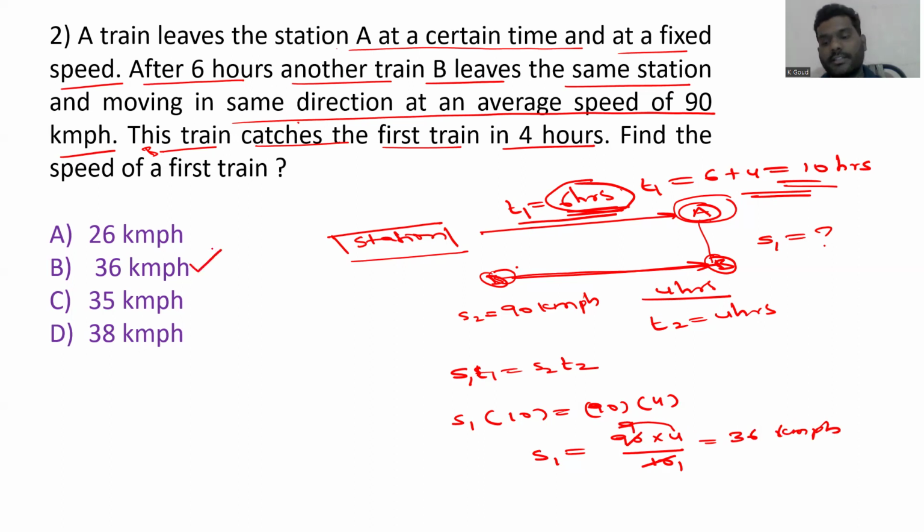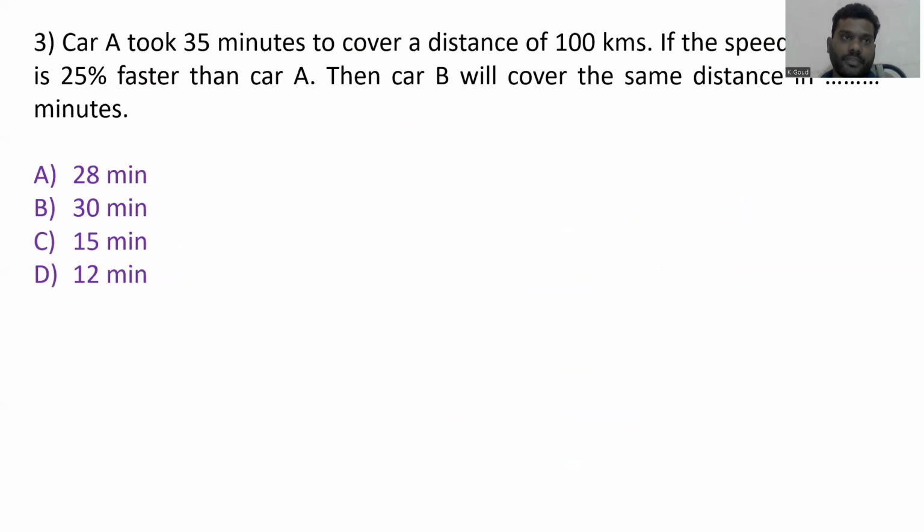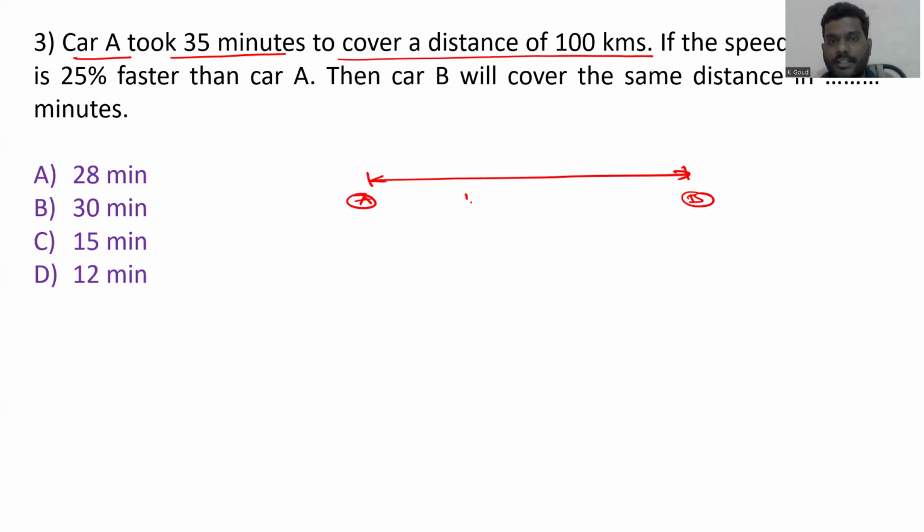Okay. Now let's discuss the third question. Please note the question and answer as well. See here, car A took 35 minutes to cover a distance of 100 kilometers, meaning a distance from A to B. Consider A to B. The distance is 100 kilometers. So car A covers this 100 kilometers in 35 minutes.